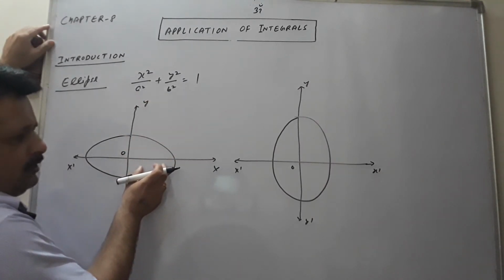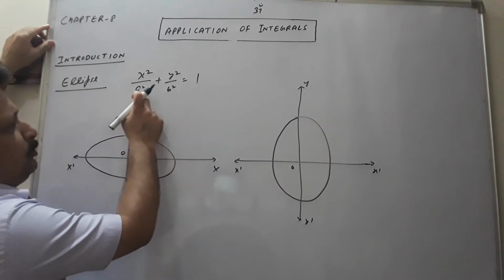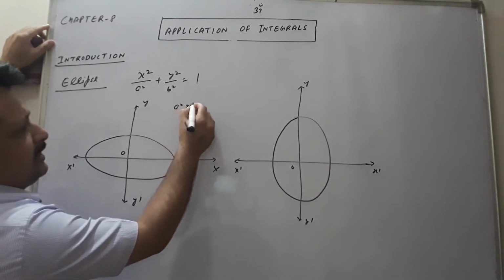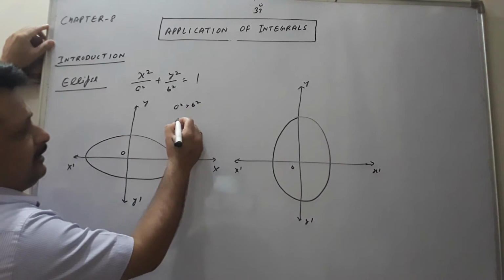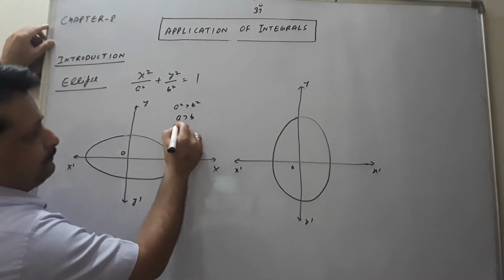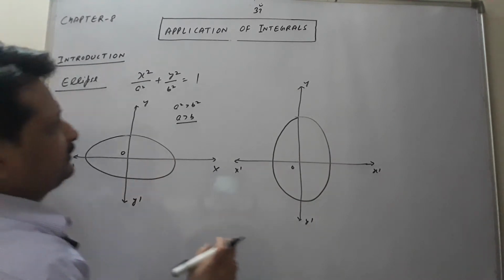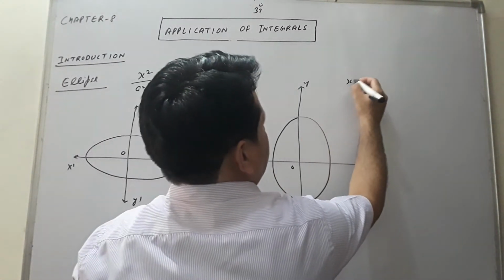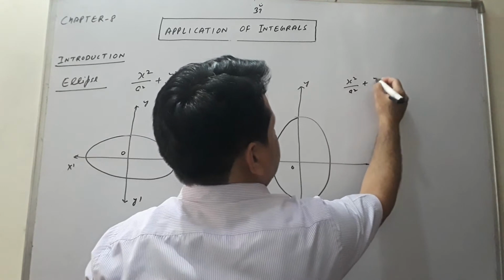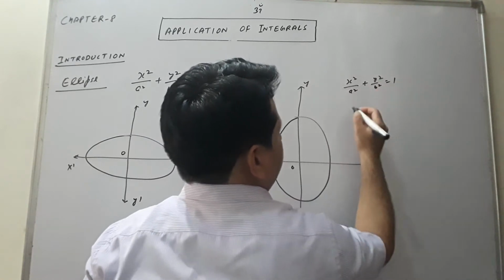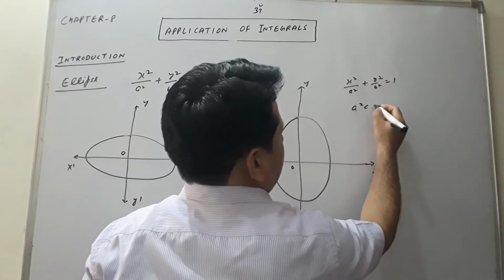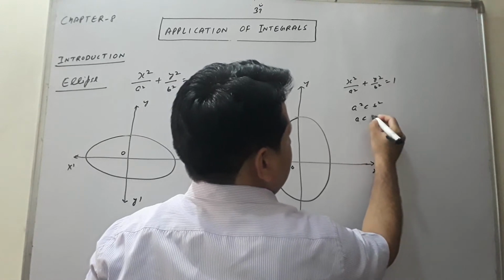When the ellipse is toward the x-axis, students, we have to check if a square is greater than b square, or we can say that if a is greater than b, then this ellipse is toward the x-axis. In the second case, the equation is the same, x square upon a square plus y square upon b square is equal to 1. But here, students, a square is less than b square, or a is less than b.